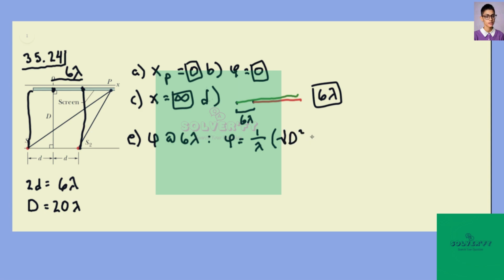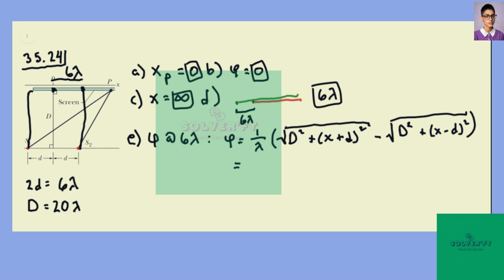So this is the square root of big D squared plus x plus d squared for this one, because we'll have x plus d as our distance horizontally. Minus the square root of big D squared plus x minus d squared. And that's this, because you go x minus d to get back to where the point actually is. So putting in 20 lambda here, 6 lambda here, and 6 lambda here, and then similarly over here, we get a phase difference of 1.71 wavelengths.